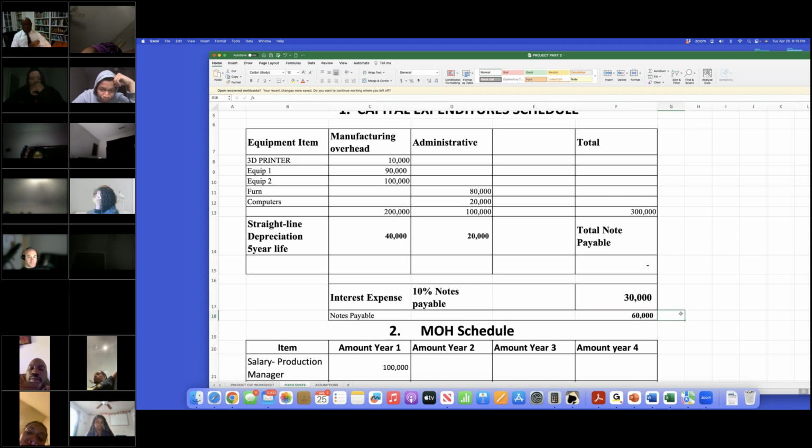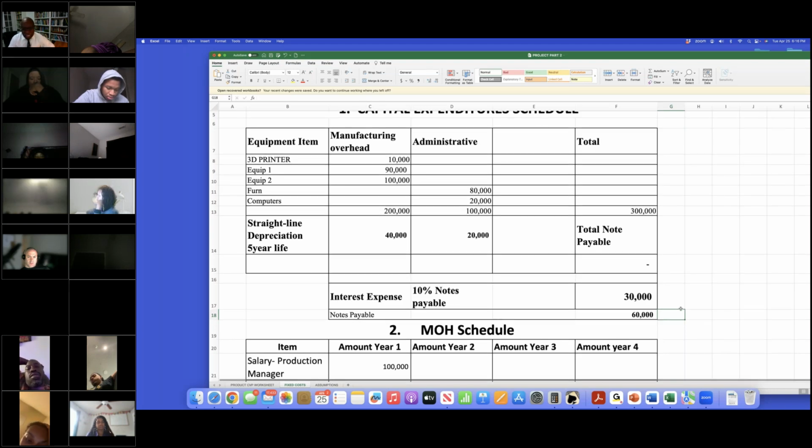And you know it's going to be quarterly. So each quarter it's going to have 7,500 here and 15,000 here. That's being paid. So that would be on your assumptions.